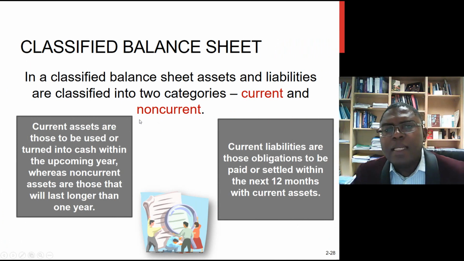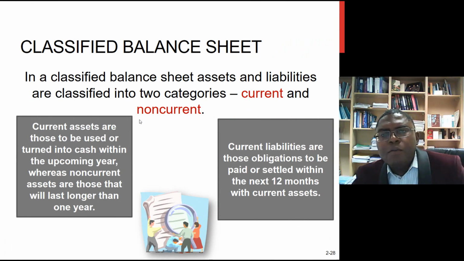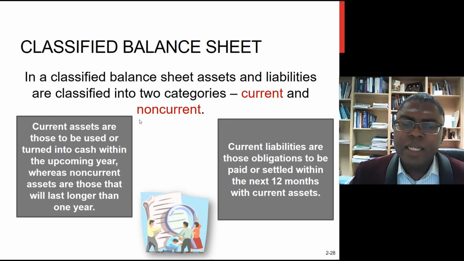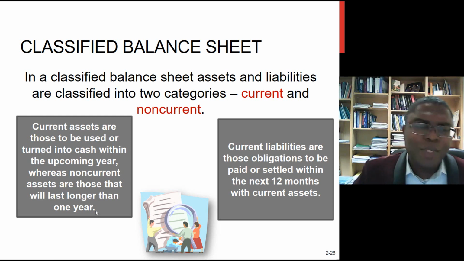In preparing the balance sheet, we usually have what we call the classified balance sheet. In the classified balance sheet, the assets and the liabilities are recorded, but in two categories. We have what we call the current and the non-current. So current assets are those to be used or turned into cash within the upcoming year, whereas non-current assets are those that will last longer than 1 year, or longer than one accounting period.